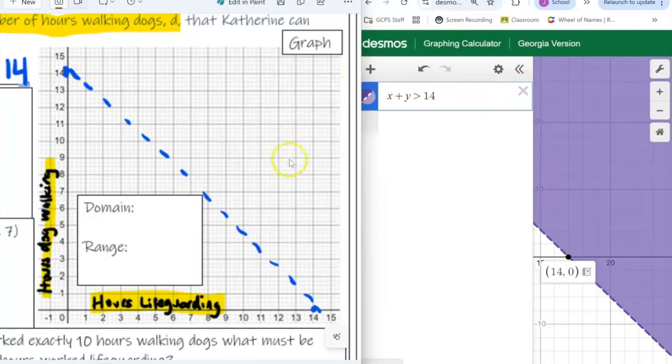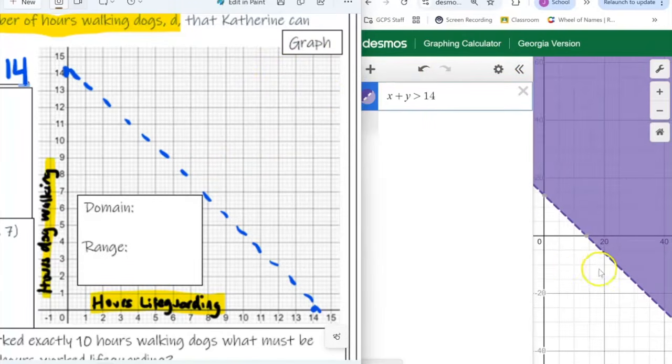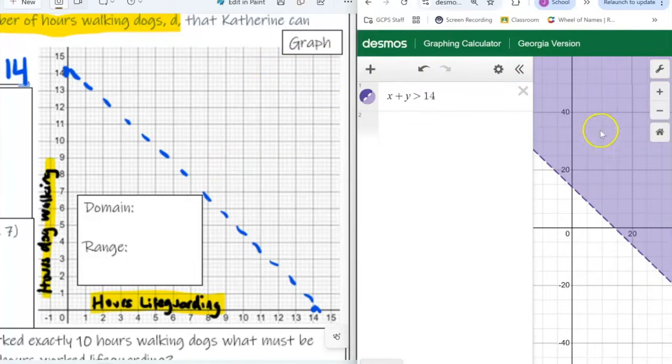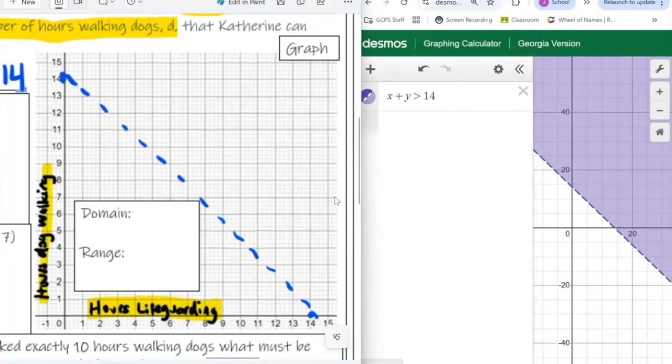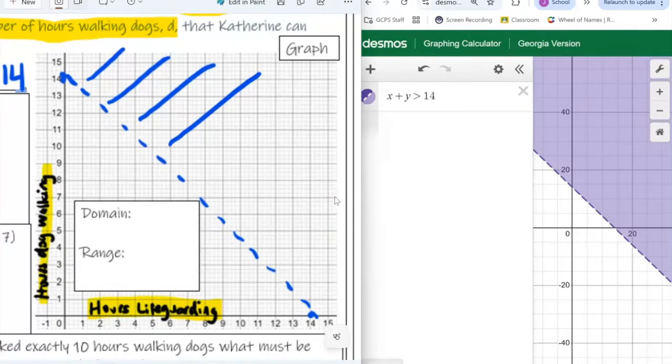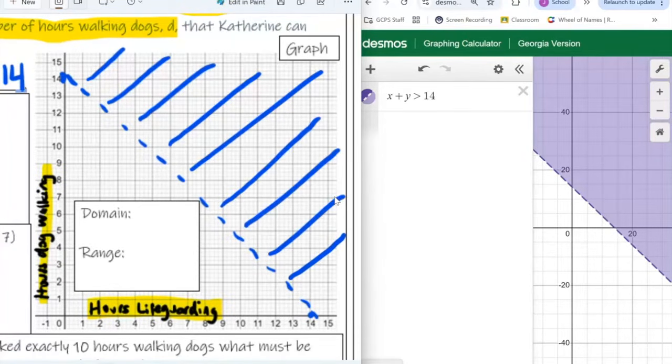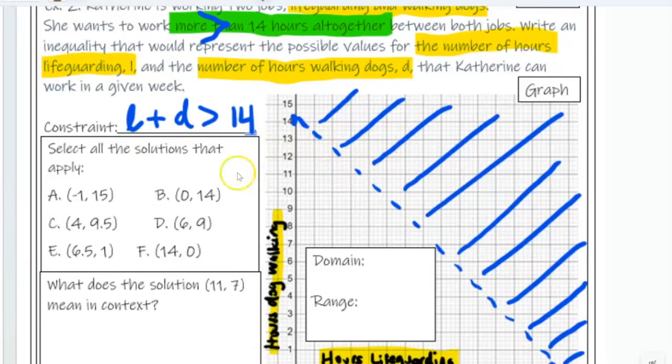Okay, and then we're going to shade which side of the graph. So I'm going to zoom out so you can see it. So we're shading this top part or the right-hand side of the graph. So again, you can take a color pencil and just lightly shade this side, or you can just represent it with lines like so. All right, so now that I have this, I have some questions that I need to answer. So for one, let's select all the solutions that apply.